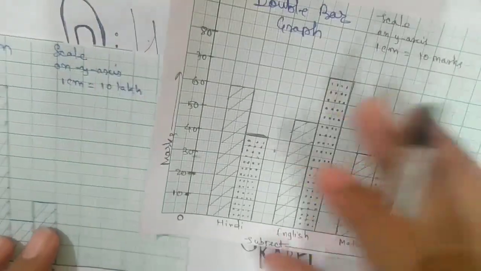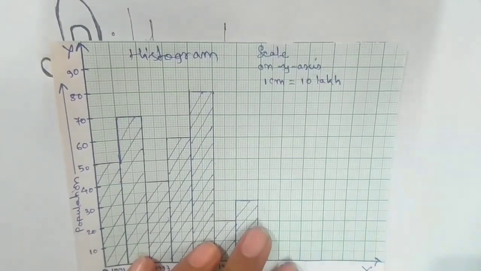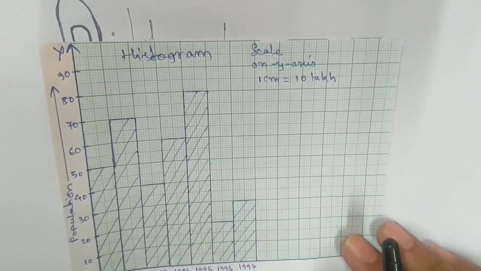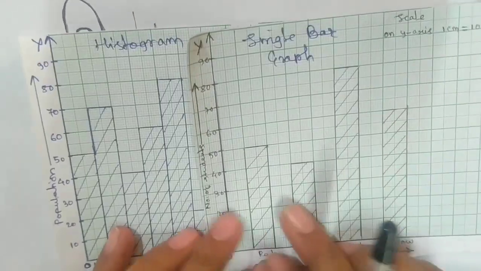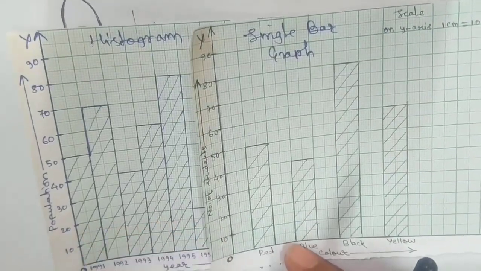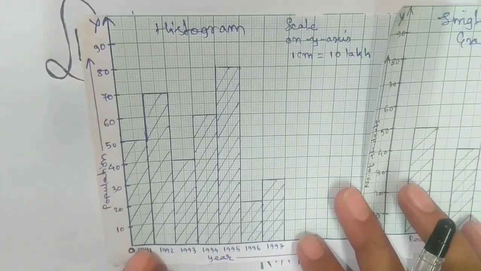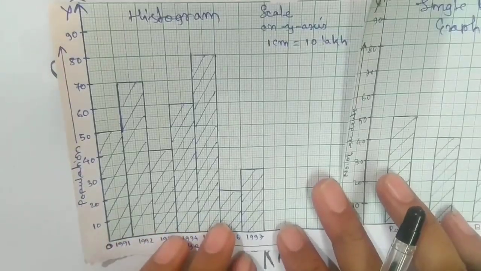So here we have another one, that is the histogram. The third one is your histogram. The difference between a histogram and a bar graph is this: a bar graph is discrete, you can see there is a gap, and in a histogram there is no gap. That is a continuous form.